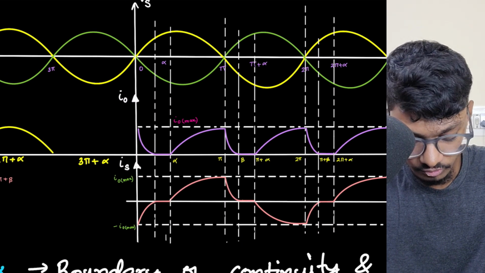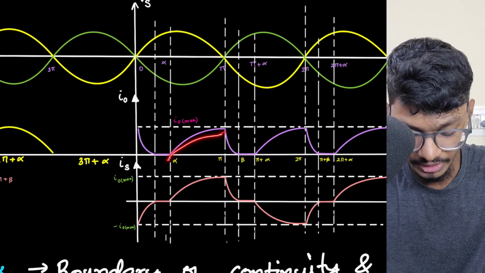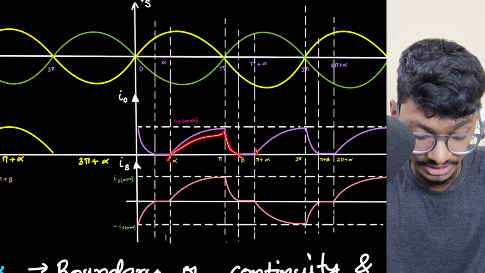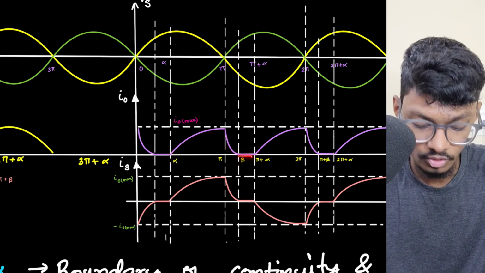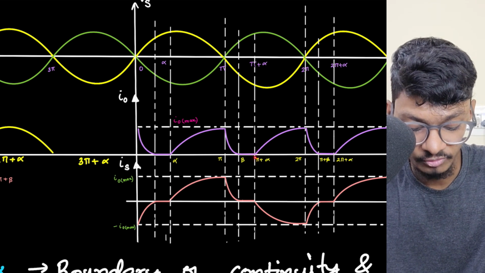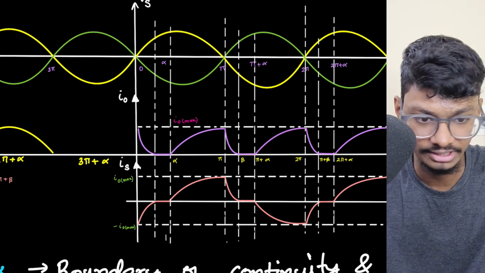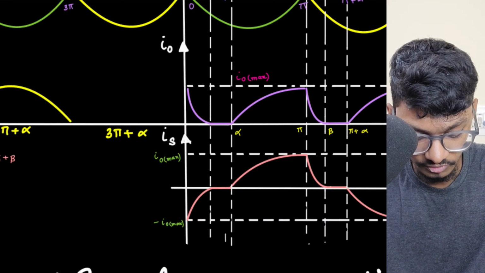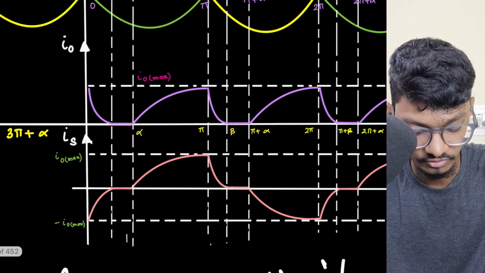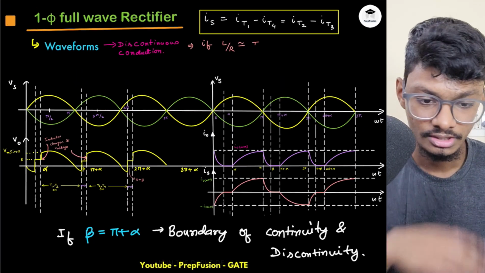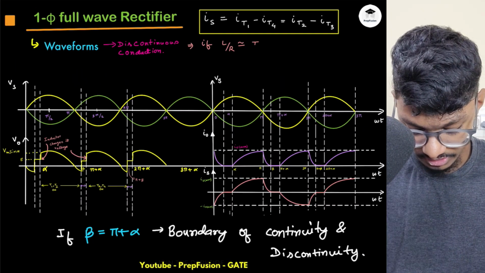So the source current from alpha to pi will increase, then from pi to beta it will decrease totally to 0, then it will remain at 0 from beta to pi plus alpha. Then from pi plus alpha to 2pi, again it will increase and continue. The source current for the positive cycle will be positive, and for the negative cycle it will simply be negative. These are the things that you need to understand here.